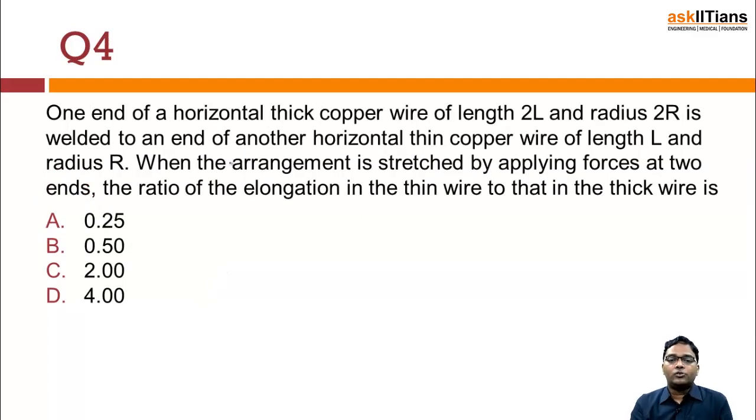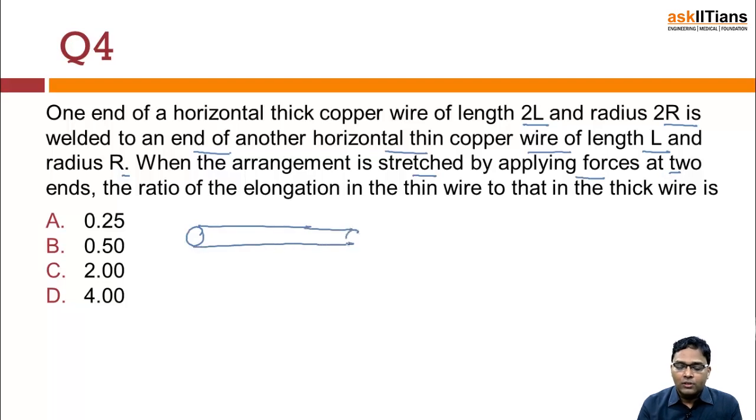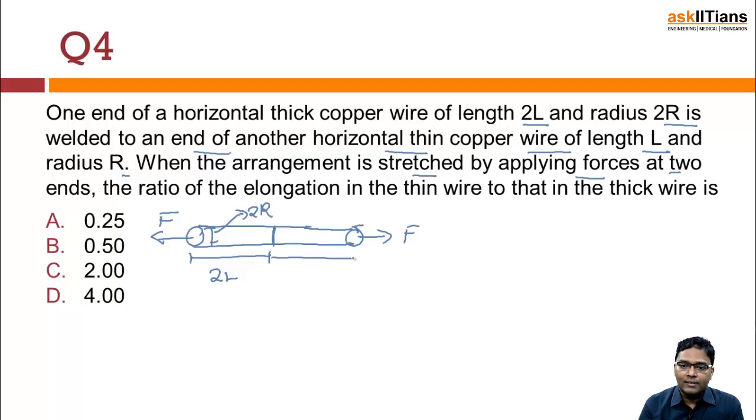Okay, let's go to this one. So we have one end of a horizontal thick copper wire of length 2L and radius 2R welded to an end of another horizontal thin copper wire of length L and radius R. And the arrangement is stressed by applying forces at two ends, the ratio of elongation. So how do we do it? Let's try to put something like this. They are joined somewhere from here. You are applying the force here, and you are applying the force here. So this has a length 2L, and the radius is equal to 2R. Here this has a length L and the radius here is equal to R. You are applying the forces on both the ends.